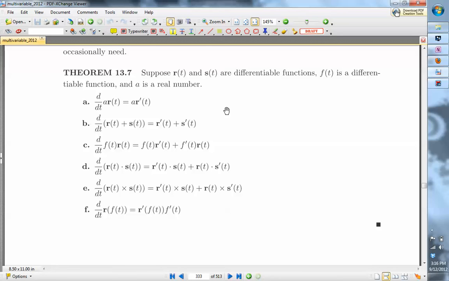Okay, C is the first, perhaps slightly interesting one. C is the derivative of a scalar function times a vector function. First of all, how do you do a scalar function times a vector function? Algebraically, how do you actually execute that calculation?